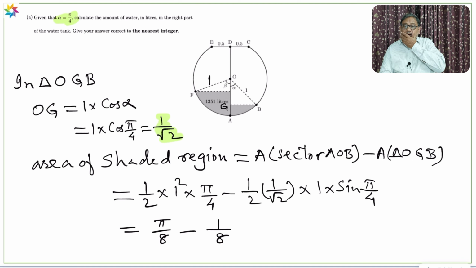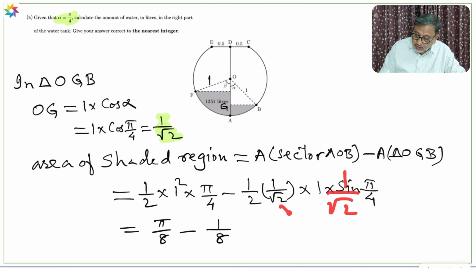Half, okay, 1 by 2, no, this will be 1 by root 2. Look here, 1 by root 2, 1 by root 2, it will be 1 by 2 and 1 by 2, 1 by 4, not 1 by 8. 1 by 4. Okay, so now I have this area.